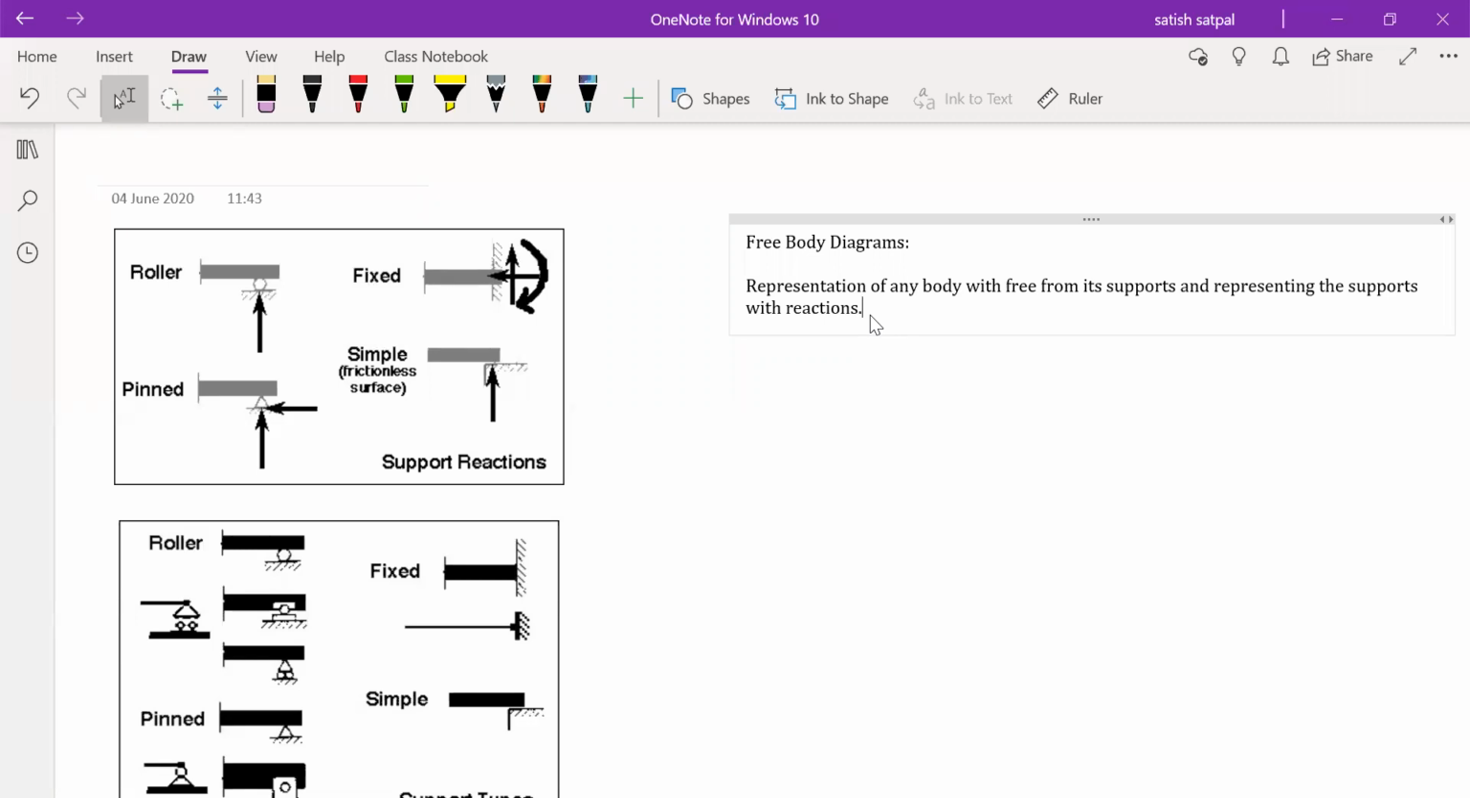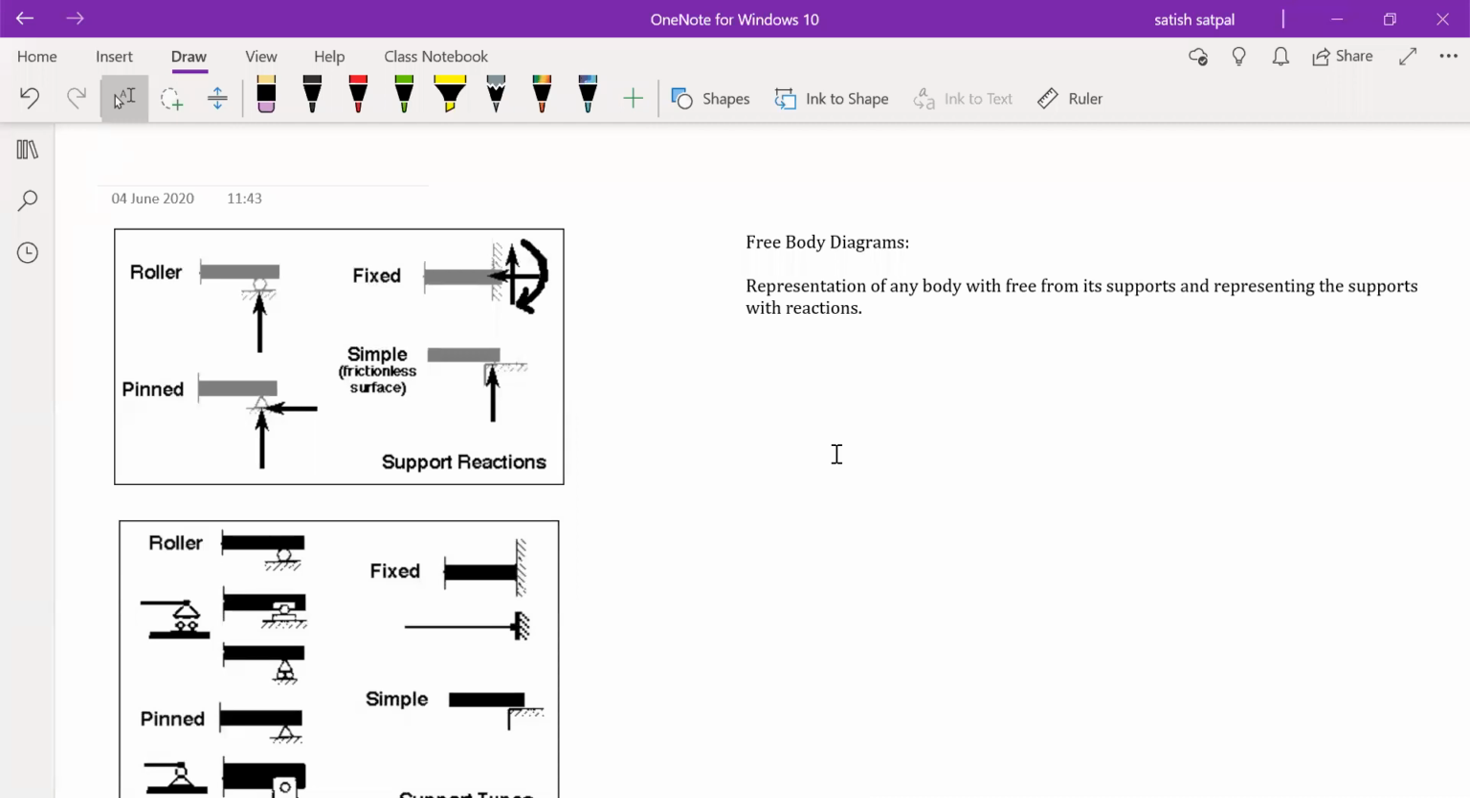So I think you got what a free body diagram is. Now, why is this free body diagram required? Can anybody tell that? Why do we need to study free body diagrams?